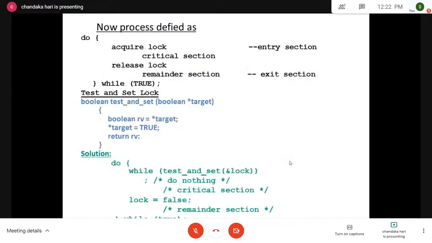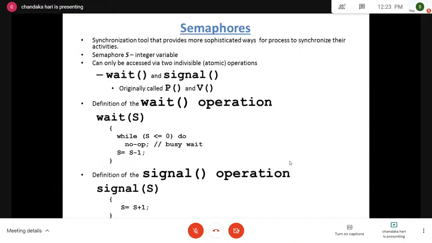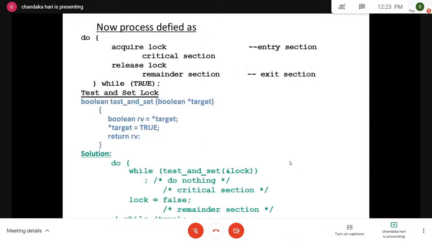Now again I am defining a process. We have already seen this in the last class. In the previous one, a process is a continuous collection of critical section, remainder section, and so on. Every critical section has an entry section and an exit section like this.